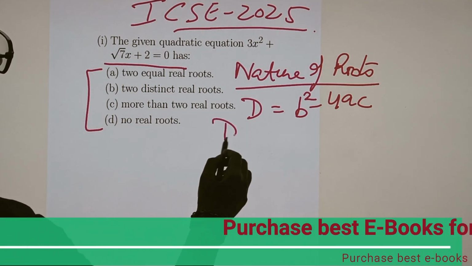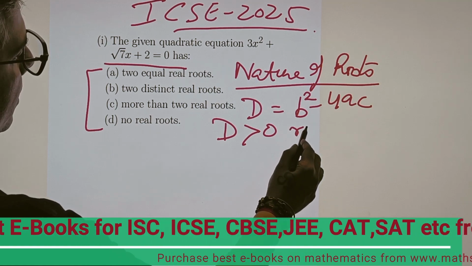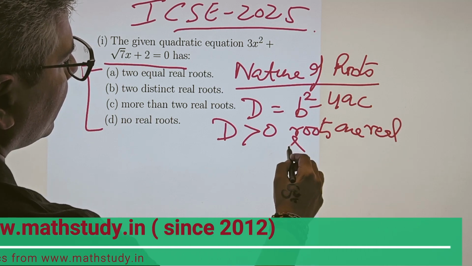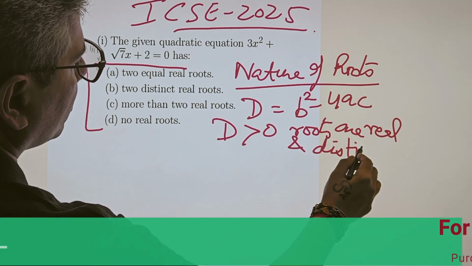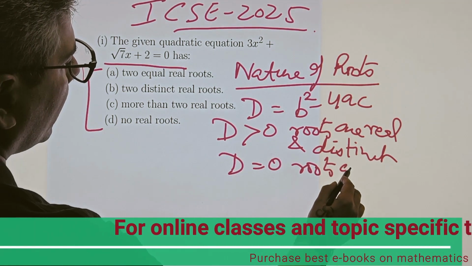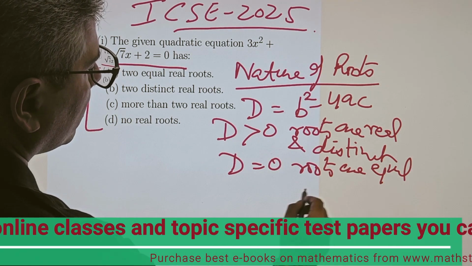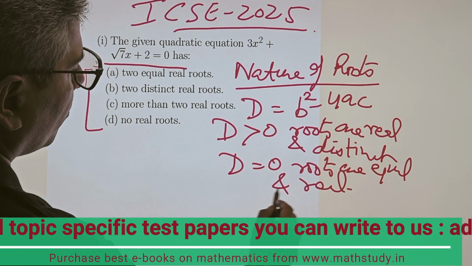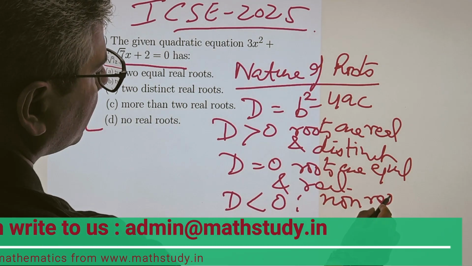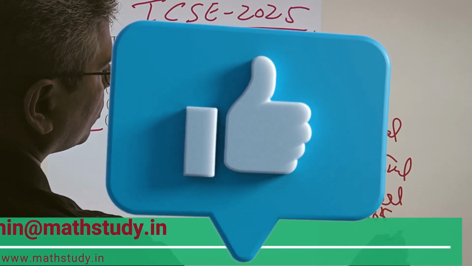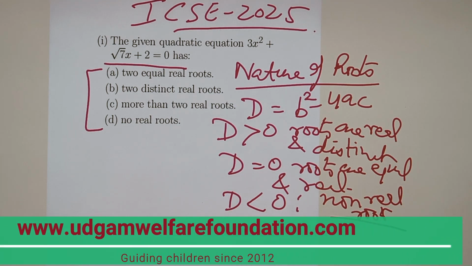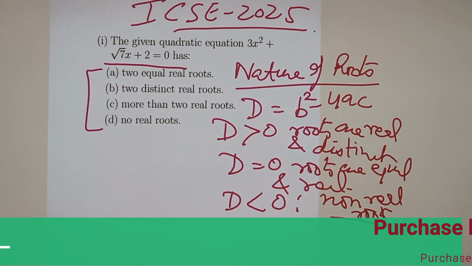So if D is greater than 0, then the roots are real and distinct. Very simple. If D equals 0, then the roots are equal and real. But if D is less than 0, then the roots are non-real. Basically, we have to work on this concept only. So let's find out b square minus 4ac.